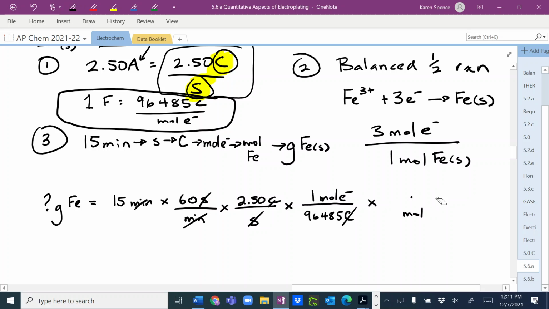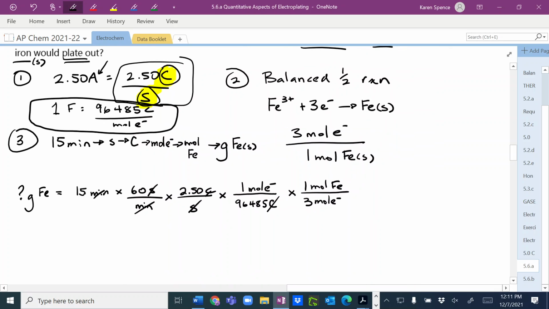Uh-oh. I went from moles of electrons to grams of iron. Yeah, no, I did skip a step. We need to go from moles of electrons to moles of iron, and there are 3 moles of electrons for 1 mole of iron. And then finally, we're going to convert from moles of iron to grams of iron, and that is 55.85 grams per mole.